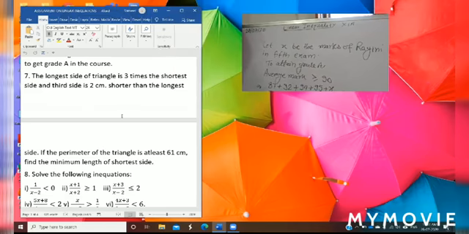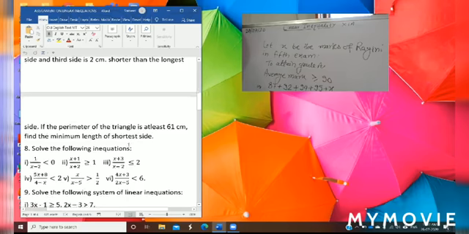Yeah, note question number 7 here. The longest side of a triangle is 3 times the shorter side, and the third side is 2 centimeters shorter than the longest side. If the perimeter of the triangle is at least 61 centimeters, find the minimum length of the shorter side. Okay, note it.